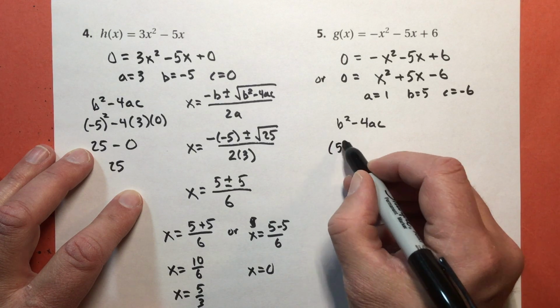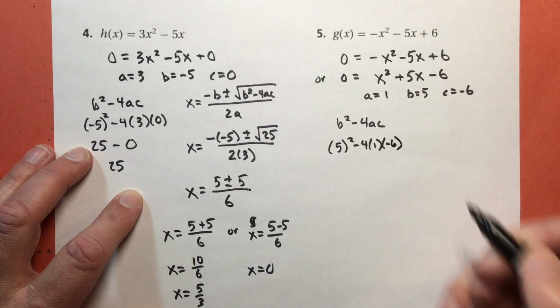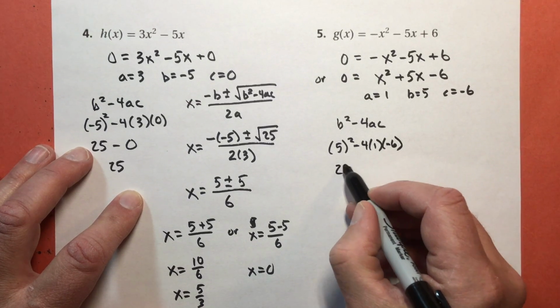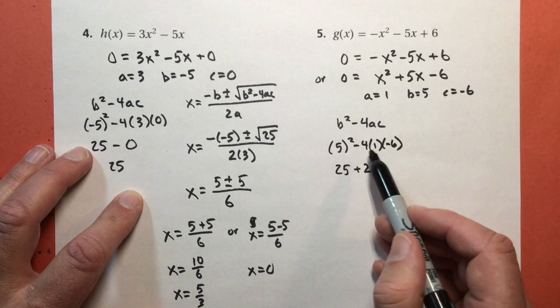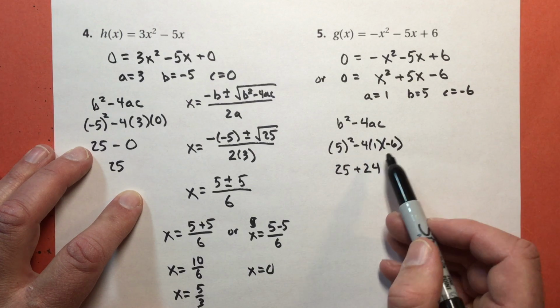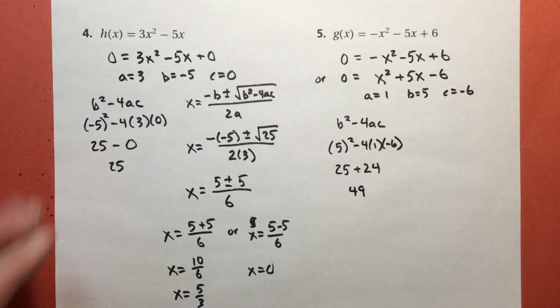I'm going to do 5 to the second power, subtract 4 times 1 times negative 6. I get 25 plus 24, because negative 4 times 1 times negative 6 is positive 24. And that gives me 49. 49 is nice. I wonder if I could have solved this by factoring.